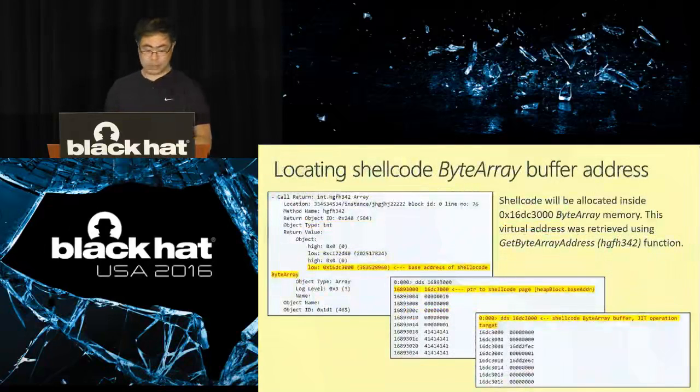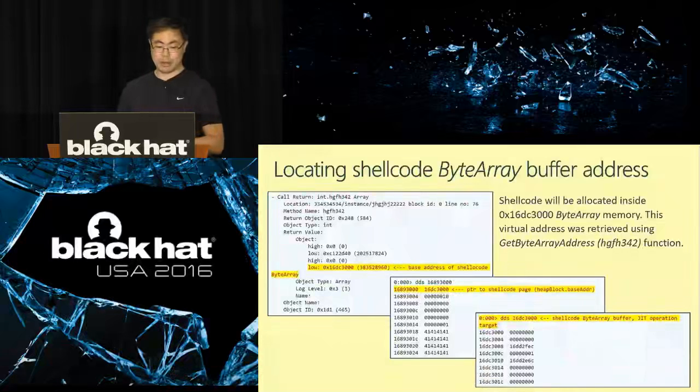And as I talked about, we allocated some byte array already, which is pointed to by this fake heap block. And this address contains shellcode. This memory space contains shellcode. Not in the beginning, but in the middle.